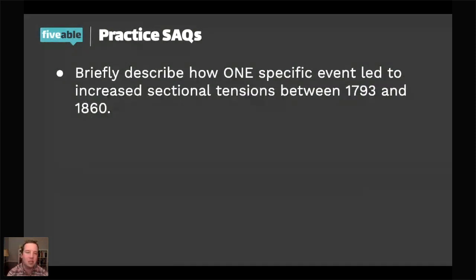1793 being, of course, the Cotton Gin, and 1860 being the election of Abraham Lincoln. Could you talk about an event that increases sectional tensions between this time? Absolutely. Anything from that timeline that we talked about earlier would work. Anything about slavery would work.